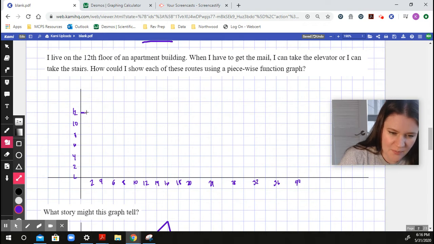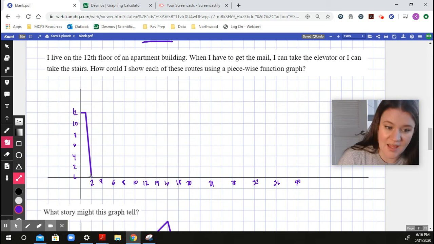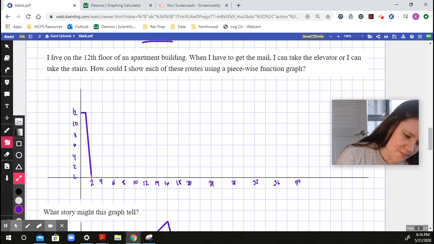Then I'm up here. But say the elevator came right away. Boom. That's me riding down the elevator, okay? It happens very quickly. 1 minute probably to go those 12 floors. So that's why it's a pretty steep negative slope there. And then, I'm in the lobby.